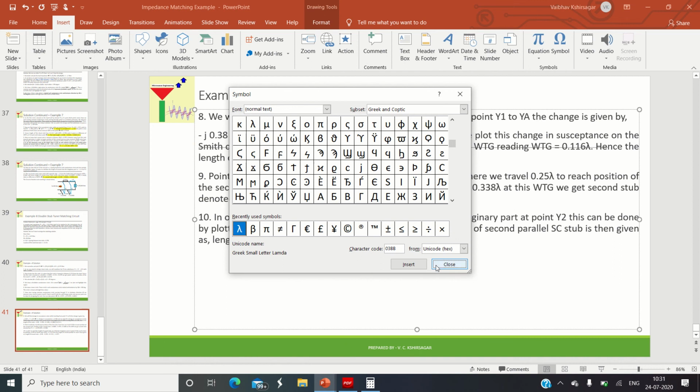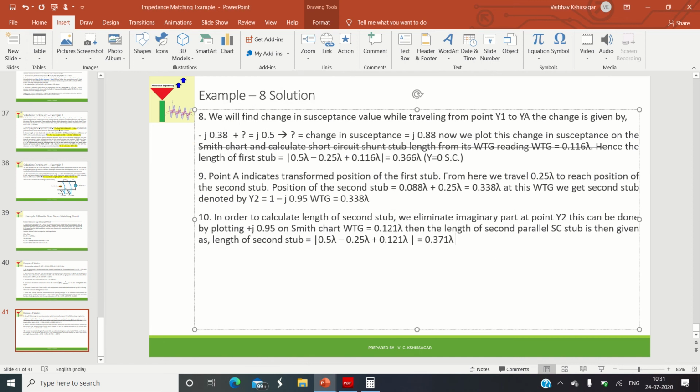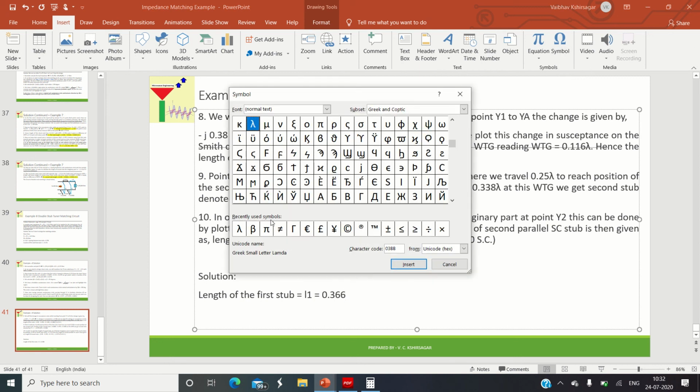To insert a lambda, and this is the complete solution of the double stub tuner circuit for the case when the first stub is located at some distance away from the load. Okay, so this will give the solution. So here I will write the solution: the length of the first stub, which I will call L1, I have got 0.366 lambda, right?